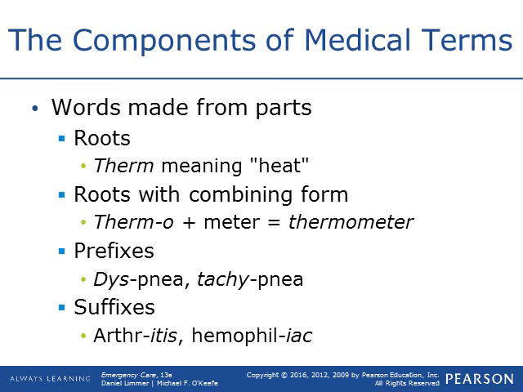The words are made up of roots that combine with a combining form, and then there's also prefixes and suffixes added into those. So you can see here in the example, thermo meaning a temperature, and meter combining to make a thermometer. Or in the prefixes, you'll see these a lot, dis or tachy, like tachy meaning fast, pnea meaning breathing or relating to breathing. So this could be dyspnea meaning difficulty in breathing, and tachypnea meaning fast breathing.